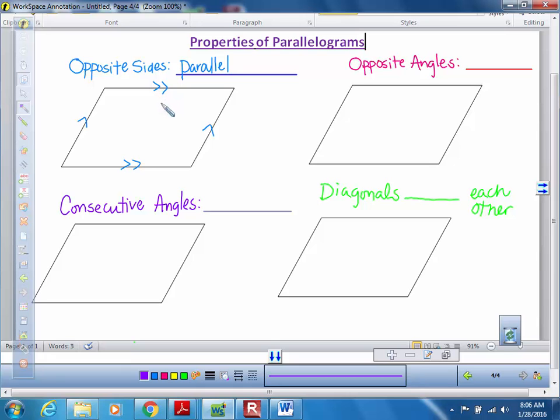Another property that a parallelogram holds is that their opposite sides are congruent. So we also want to write they're congruent. So that means this side and this side are equal, and this side and this side are equal.